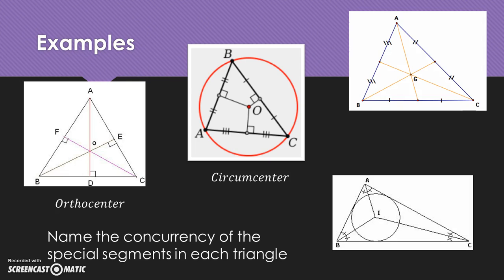The top right one is 3 medians because all it has is congruent markings, so that is centroid. The bottom right one is 3 angle bisectors, so that is incenter. Midsegments never meet because they cut through the center of the triangle, so all 3 of them do not meet. So these are the 4 that we need to know, and it's all based off of the special segment. If you can figure out the special segment, you should be able to get the point of concurrency.